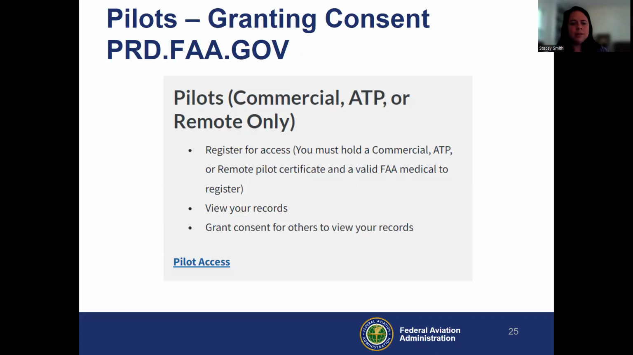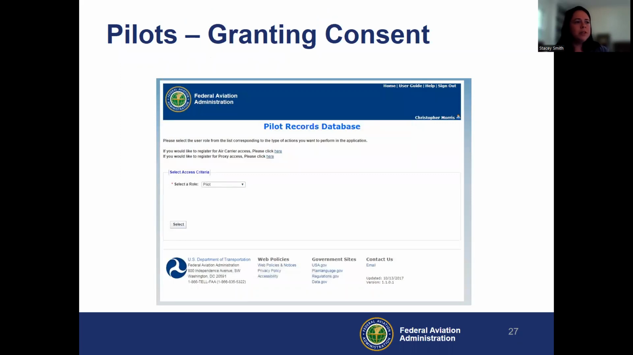So for pilots to grant consent, we'll start out at our PRD homepage. Make sure you enter the page under the pilot section again. Select pilot access. From here, it'll take you to the PRD page. Make sure you select your role as pilots. I know some pilots may have multiple roles as a responsible person, depending on where you work, but make sure you select the pilot role. Once you select that from the dropdown, select the select button here on the bottom.